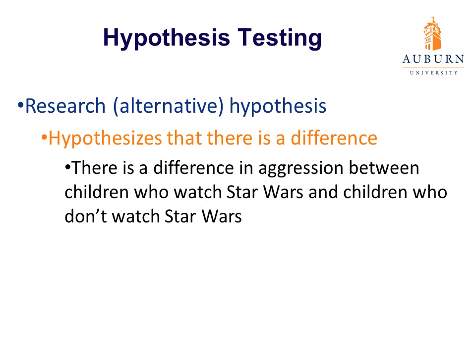The alternative hypothesis is what we call the research hypothesis. The research hypothesis states that there is a difference among our variables. So in this case, we could state that there is a difference in aggression between children who watch Star Wars and children who don't watch Star Wars. The alternative hypothesis is a hypothesis we turn to if we reject the null hypothesis. So if we reject that there is no difference in aggression between children who watch Star Wars and children who don't watch Star Wars, then we find support for the research hypothesis.